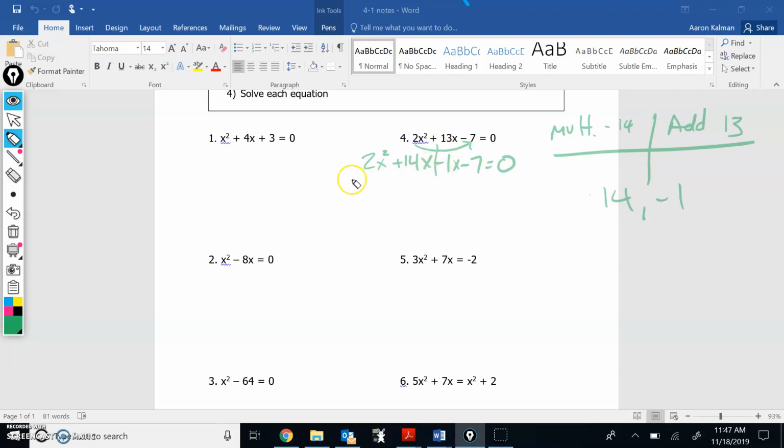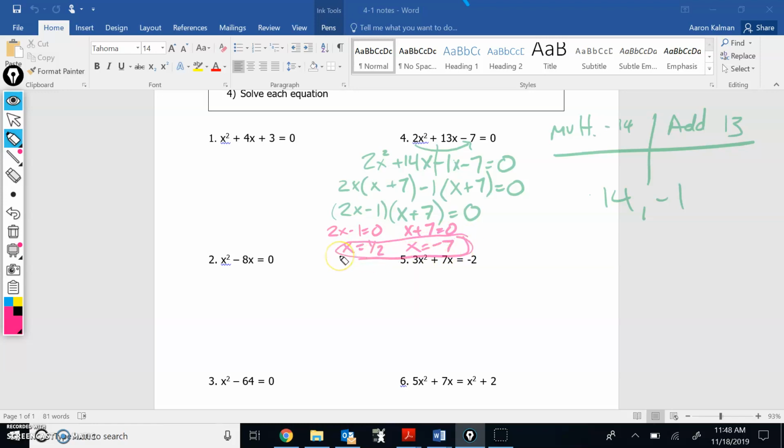Draw our line through the middle. Take out a GCF here of 2x. Take out a GCF here of a -1. So we both have x plus 7 inside the parentheses. Then we write our final answer as 2x minus 1 and then x plus 7 equals 0. Finally, we can set each factor equal to 0. This equation gives us x equals 1/2. This equation gives us x equals -7. And those are our two answers.